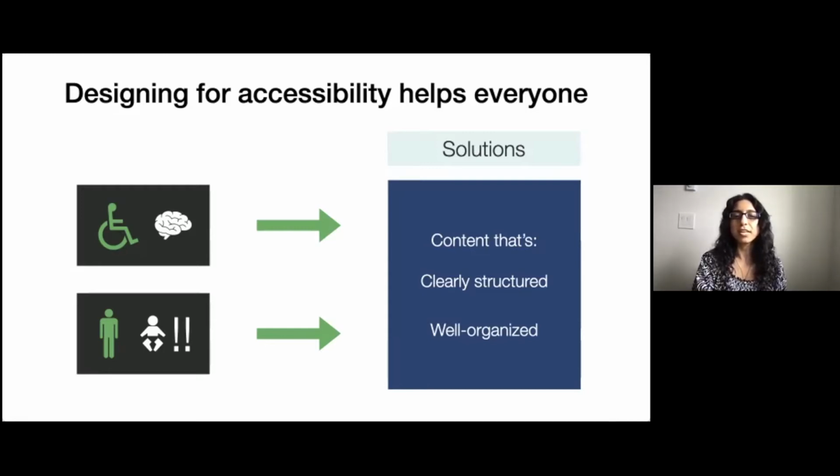So the point is that if you're designing for accessibility, you really are offering flexibility in how people consume your content. And so everyone gets equal access, and it really does improve that user experience across the board.